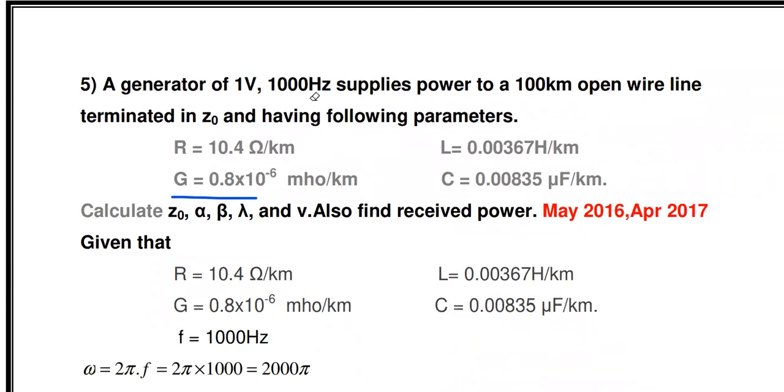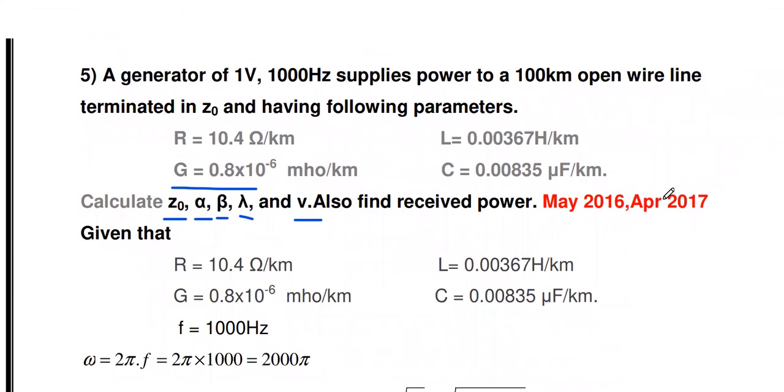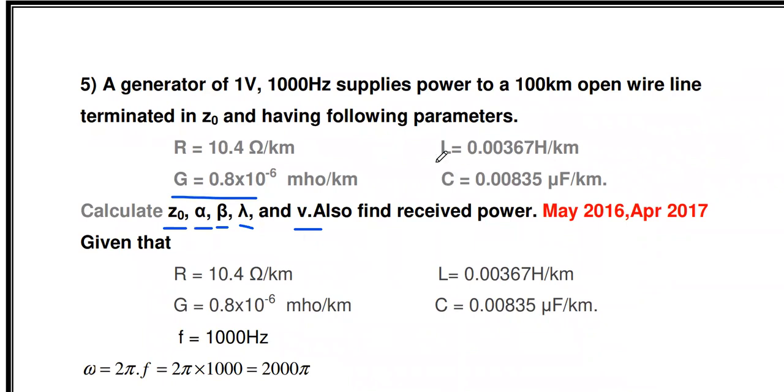A generator of 1 volt, 1000 hertz supplies power to a 100 kilometer open wire line terminated in Z0 and having the following parameters: R, L, G, C is given. Calculate Z0, alpha, beta, lambda, and V. Also find the received power. So this question is a May 2016 and April 2017 question. Without changing any data, this type of problem you may receive.